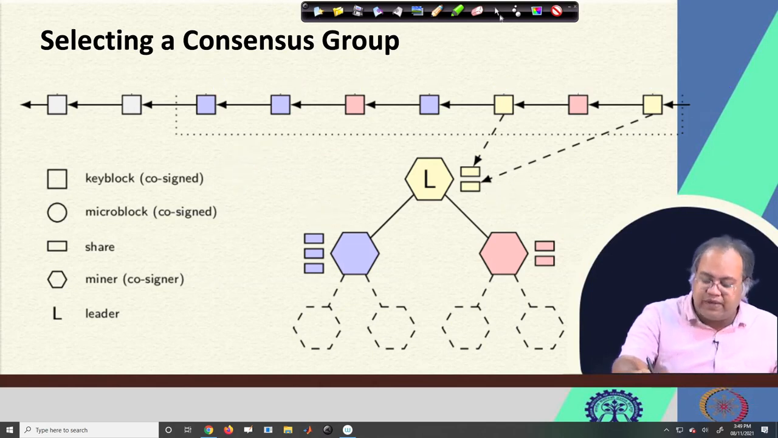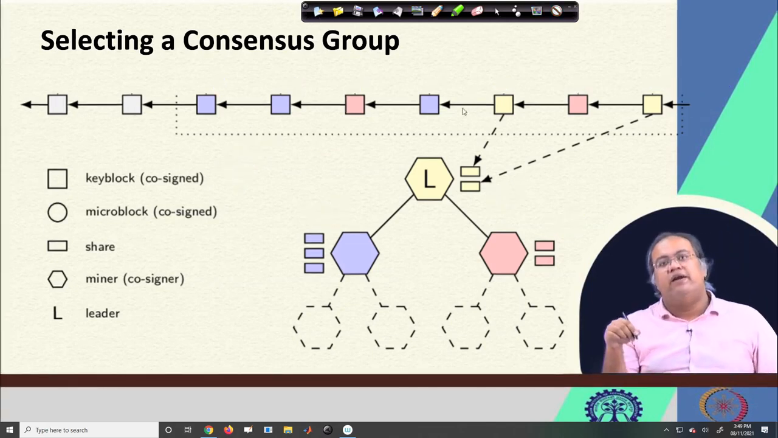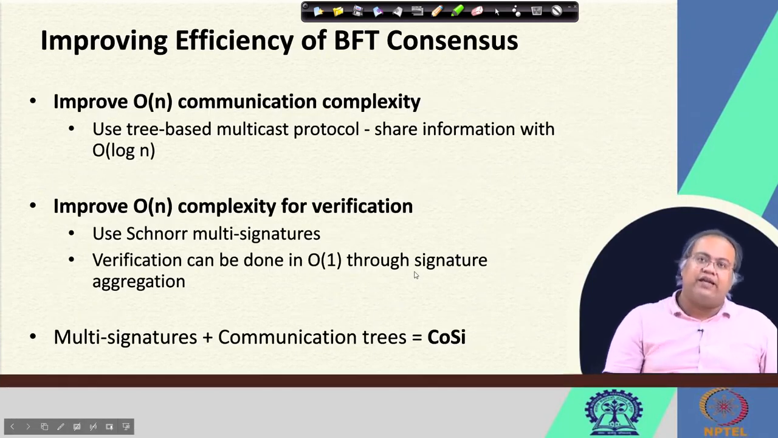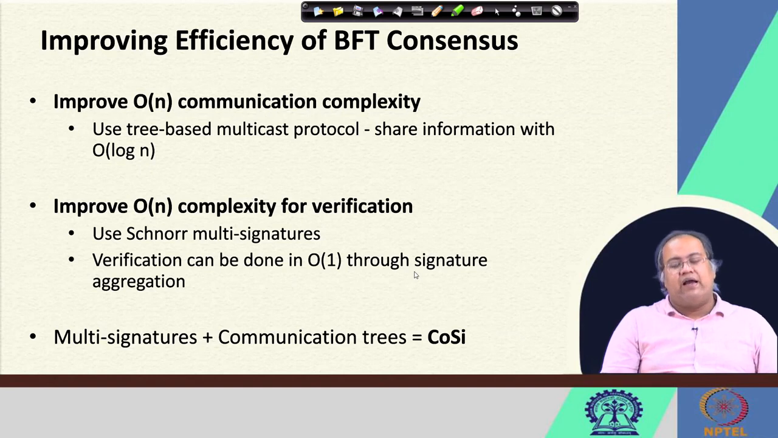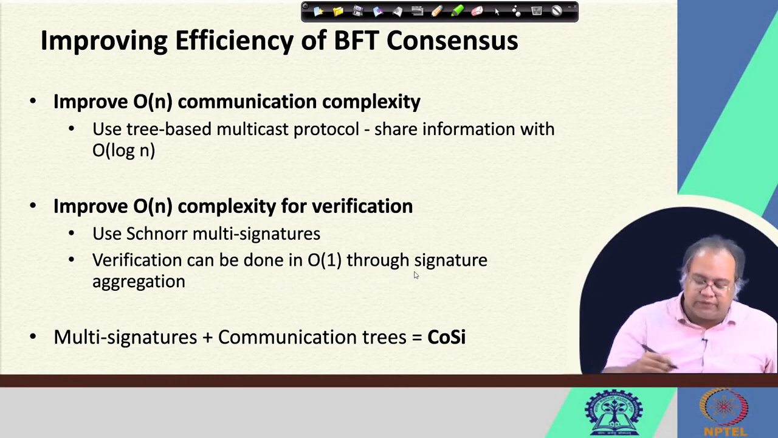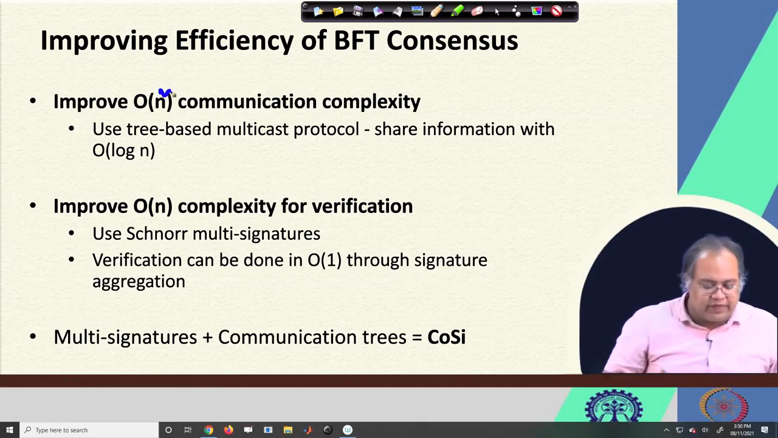So, this is the core idea behind ByzCoin, where we are combining proof of work along with PBFT, and this idea of combining proof of work with PBFT actually improves the efficiency of BFT consensus with the help of COSI. We improve the communication complexity, because we are using a tree-based multicast protocol. So, we can use O(log n) right now. Earlier we had O(n squared) communication complexity.